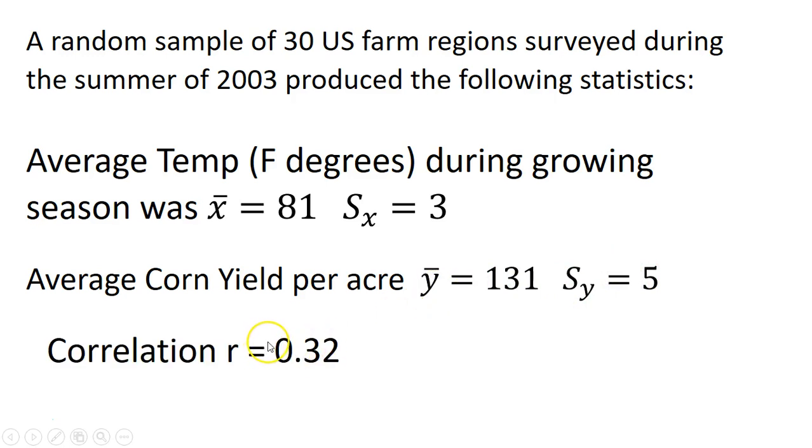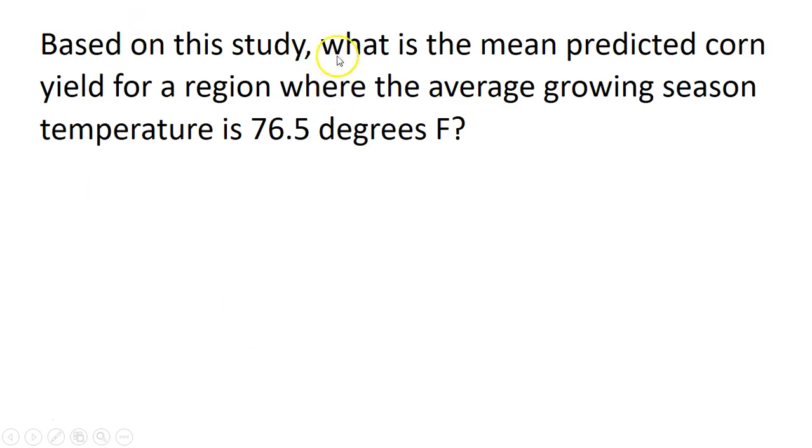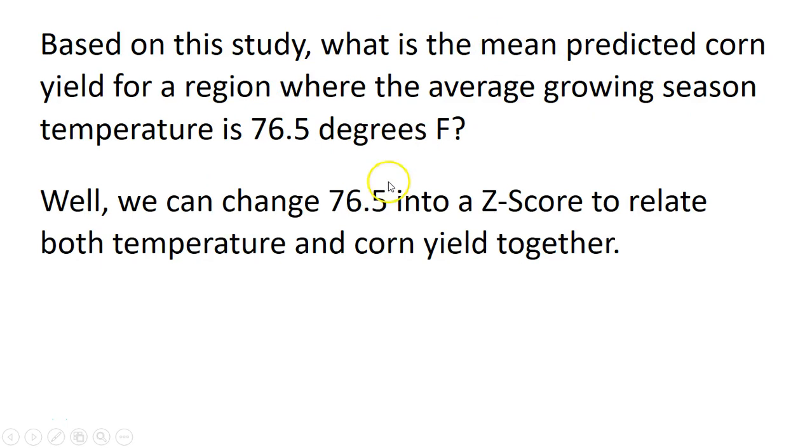Now, this is why I told you to remember that formula for slope, because now they're giving us the averages, and they didn't even give me the total points. And based on this study, what is the mean predicted corn yield for a region where the average growing season temperature is 76.5? Well, we can change 76.5 into a z-score, because temperature and the corn yield is what we're going to have to relate.